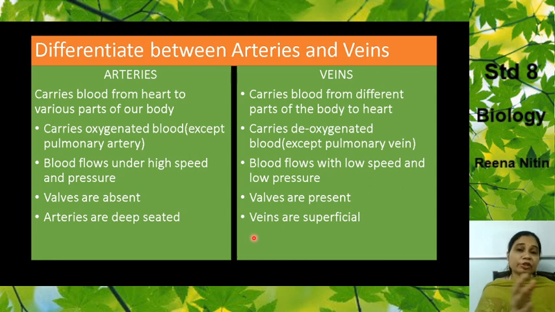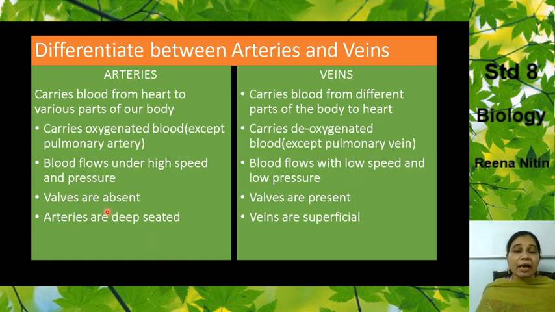Now we have to learn the differentiation between arteries and veins. You have learned that arteries carry the blood from the heart to various parts of the body. Veins carry the blood from different parts of the body towards the heart. Arteries carry oxygenated blood except one, the pulmonary artery. Veins carry deoxygenated blood except one, the pulmonary vein. In arteries, the blood flows under great speed and pressure because it has to reach each and every part of the body, while in veins, blood flows with low speed and low pressure.